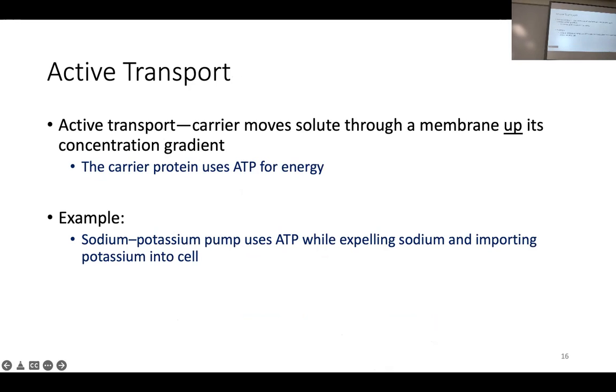So with active transport, now the carrier, the protein, is moving some molecule up or against its concentration gradient. I mentioned that naturally molecules want to spread out, right? That's diffusion. That's what happens naturally. If you want to do something that's not natural and move a molecule to where there's a greater concentration of it already, that's where it takes energy. It's going to take ATP to make that happen. And that is moving it up its concentration gradient.